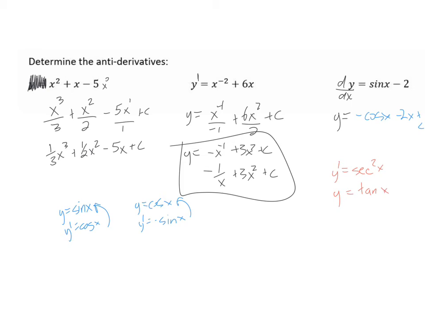Or the other one that sometimes causes issues, how about if I gave you something like cosine of 3x? So the antiderivative of cosine is sine. Keep your brackets the same, but normally when we do derivatives we would times it by 3, so in this case we'd have to divide it by 3. So 1/3 sine 3x would be the best way to write that one.